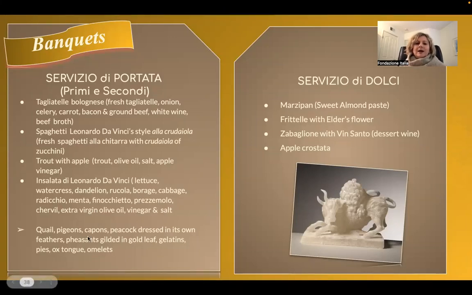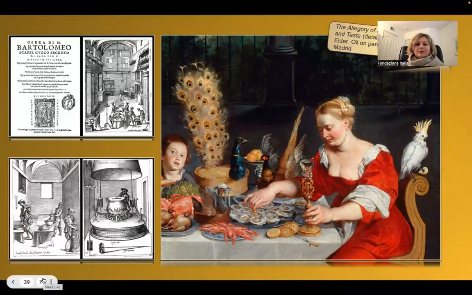One thing that was really an extravaganza was the creation of miniature statues using sugar. Even Leonardo da Vinci and Titian participated in this art form, creating sculptures. And this is what a table of a banquet would look like, and what a kitchen looked like during the Renaissance, and some of the displays. Bartolomeo Scacchi was one of the many famous chefs of the time.